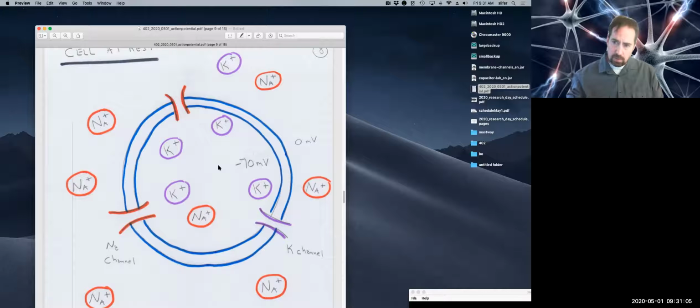Across this cell membrane, we have 0 millivolts on the outside and negative 70 millivolts inside. All that matters is the potential difference. We've seen that many, many times. All that matters is the difference. So we have a 70 millivolt potential difference with a higher potential outside than what is inside.